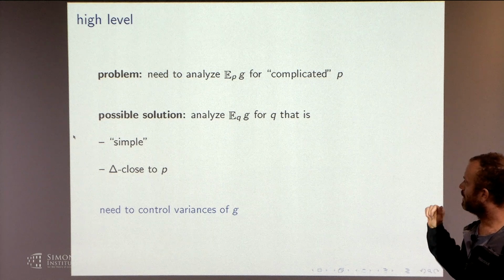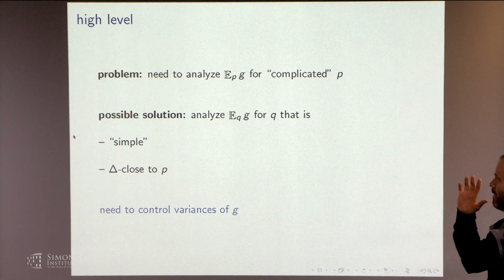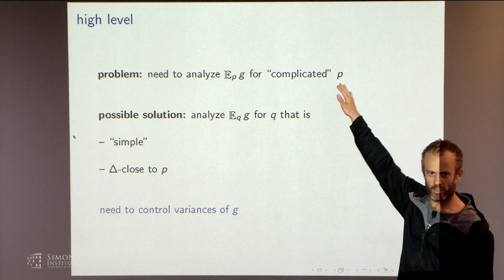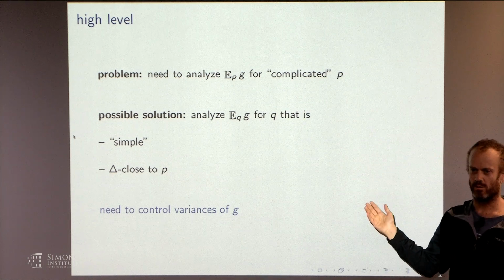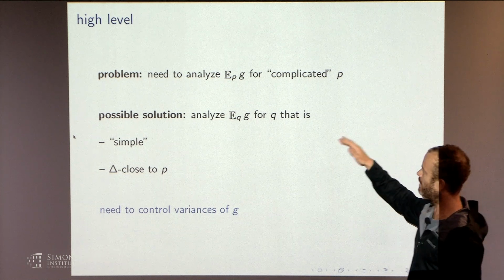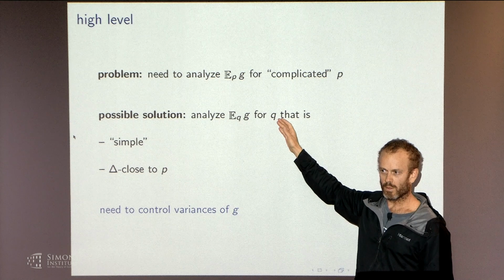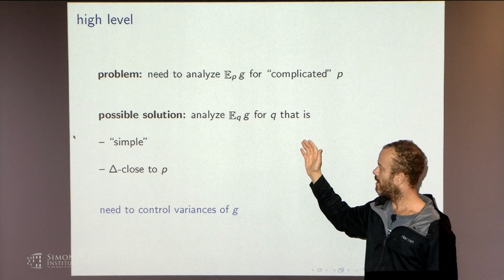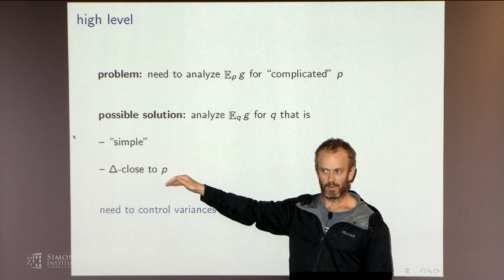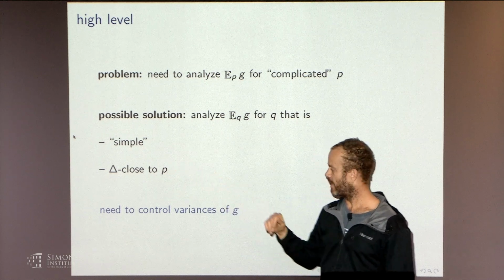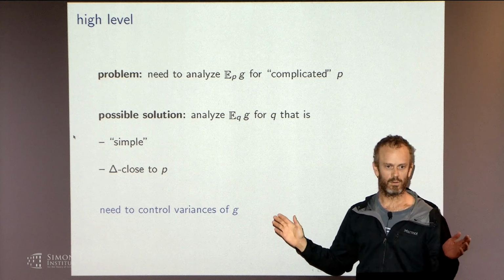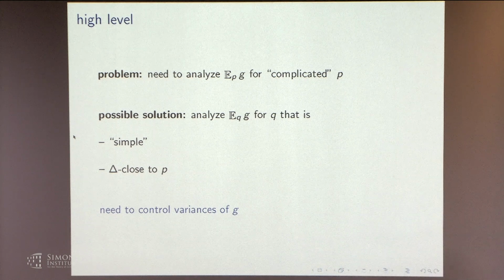So the way, at least I think about it, we want to analyze some expectation, and the distribution P is too complicated for us. We have no way to do this. What do we do? We replace P by some other distribution Q, which is very simple for some reason, but it is close to P in terms of this delta. If we are able to do this, and the variances of G are controlled, then we are good. We achieved our goal.